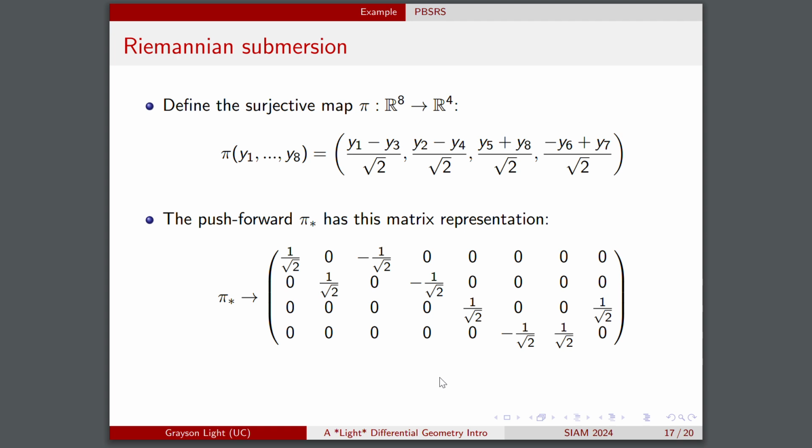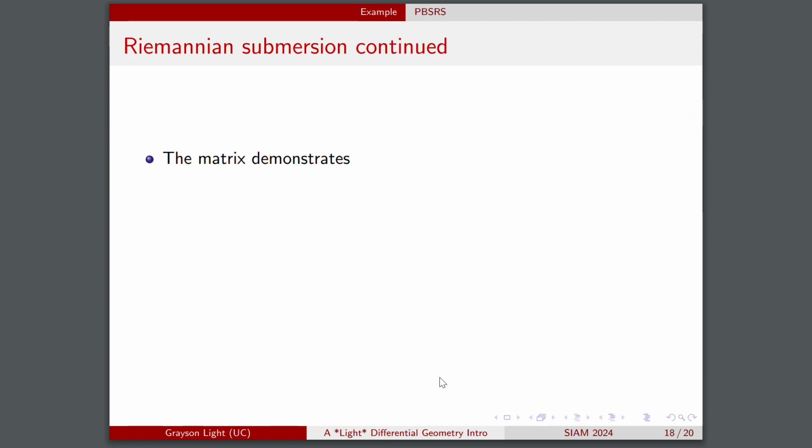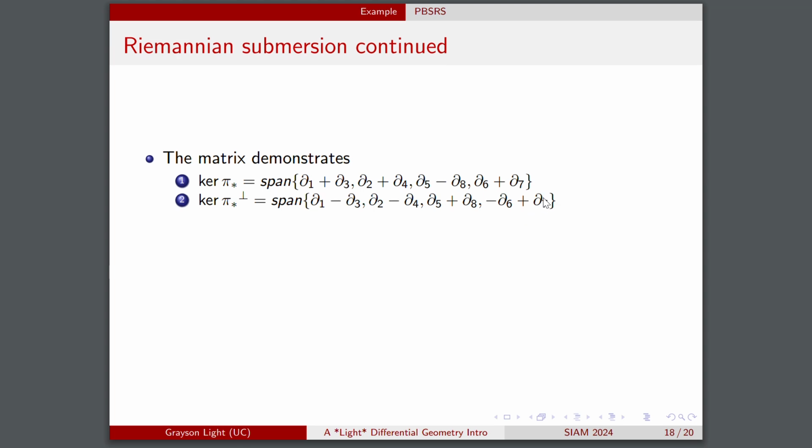And not only that, this matrix helps you figure out the vertical and horizontal distributions that you need to verify the second property of Riemannian submersions. So, in doing this, the kernel of pi star, just by plugging in stuff into that matrix, you can show is this span here of Euclidean components. And just by taking inner products and using orthogonality of these Euclidean components, you can show that the horizontal vector fields are all given by this here.